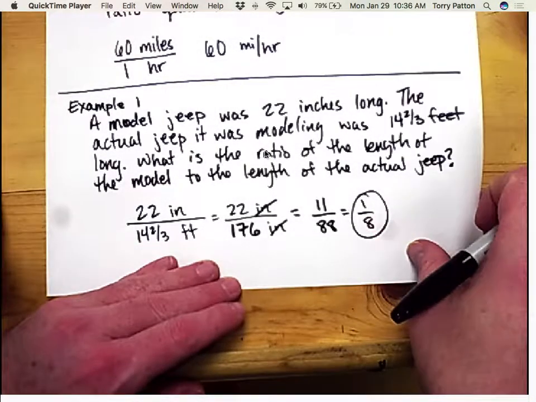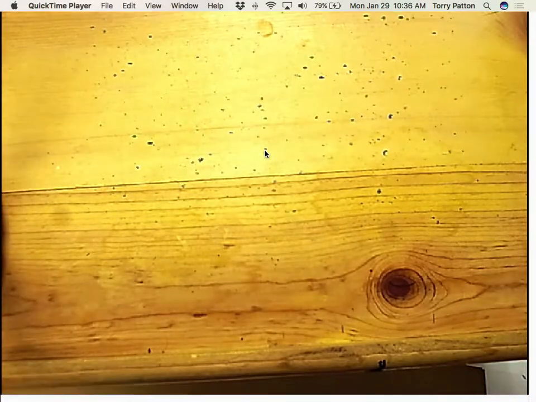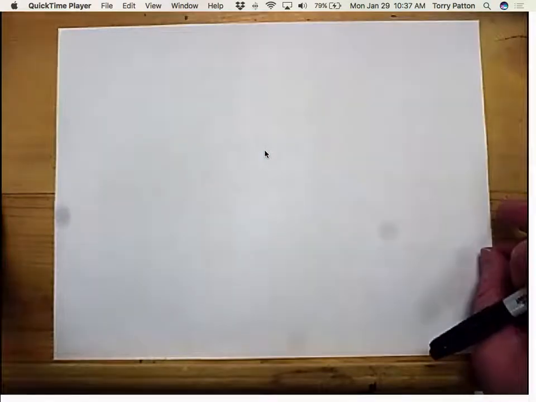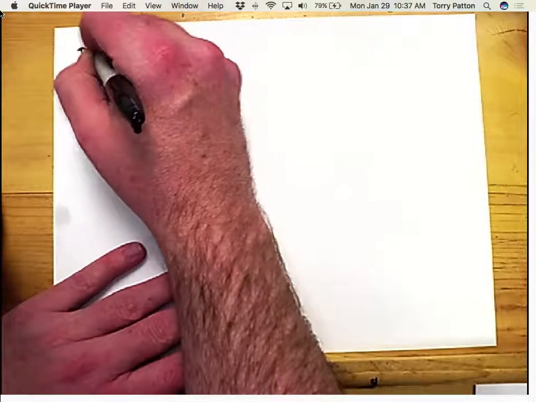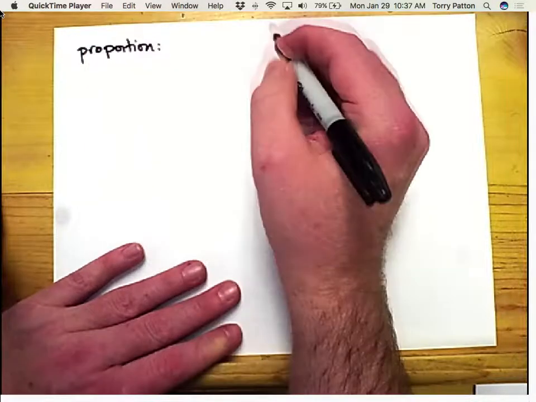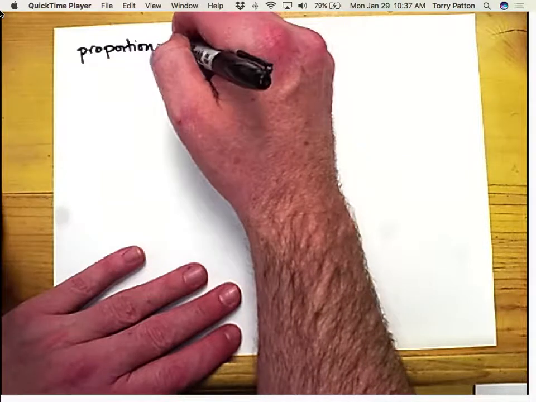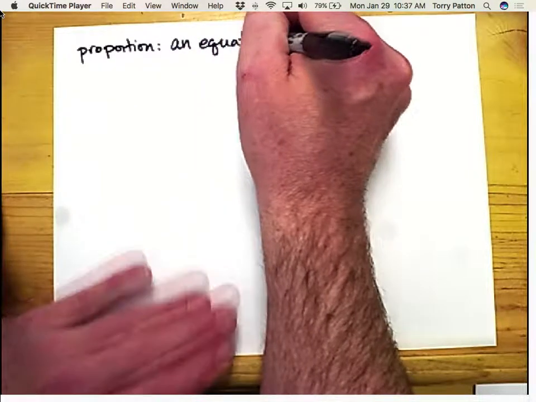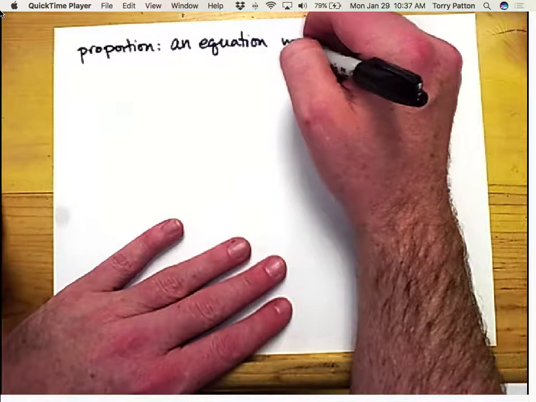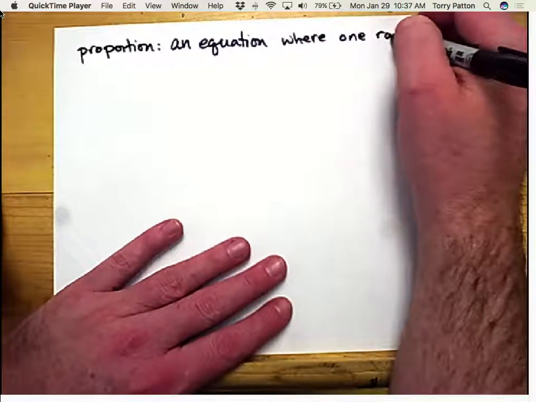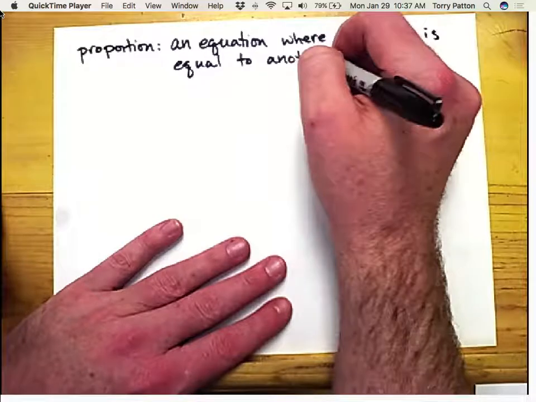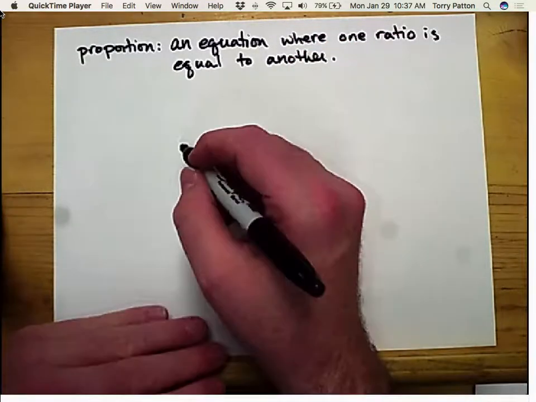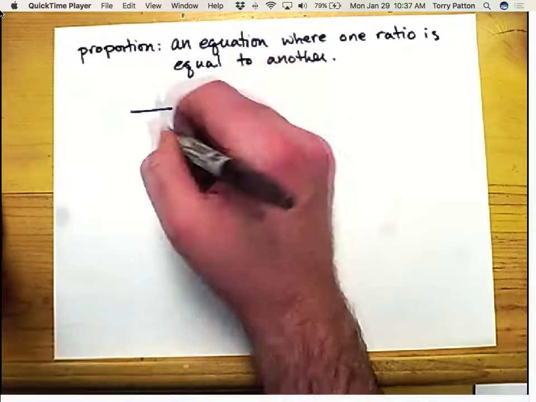Okay? So now we got a couple more vocabulary words. So we talked about ratio. What is a ratio? Fraction or a quotient that compares two numbers. Next, we're going to have a proportion. And it is just an equation, which means it has an equal sign, where one ratio is equal to another. Okay, so you have one ratio equal to another, a fraction equal to a fraction.